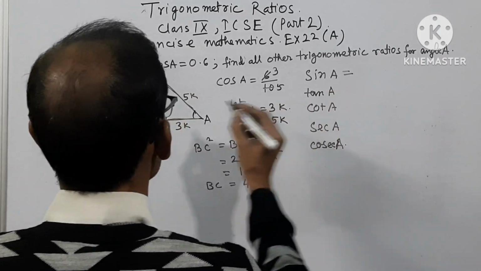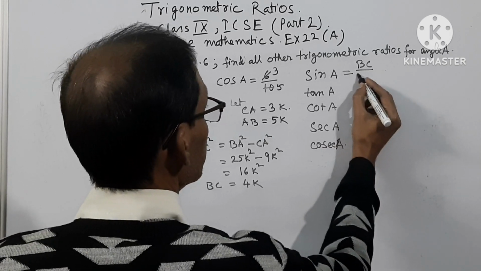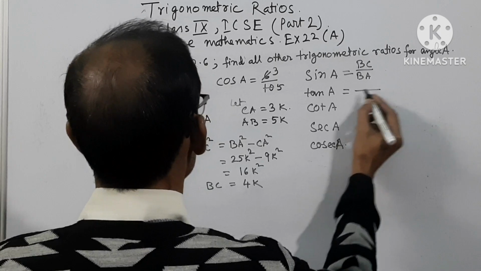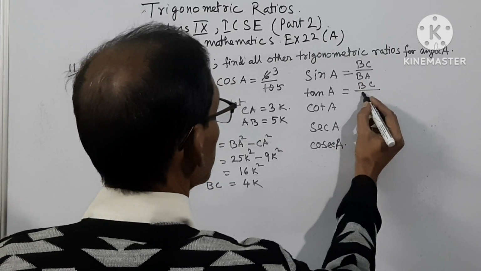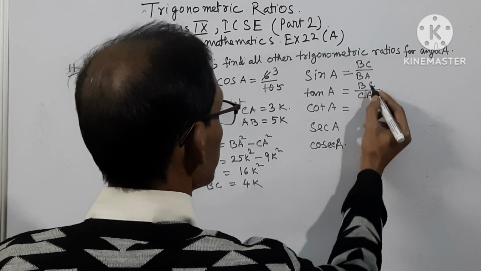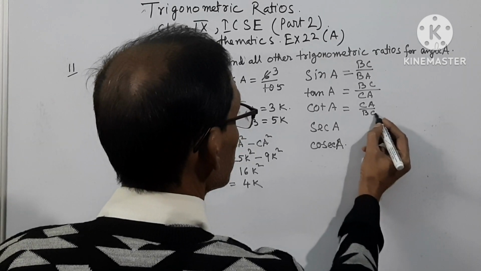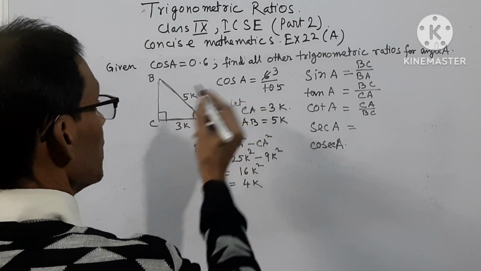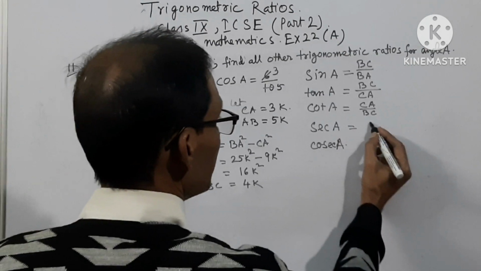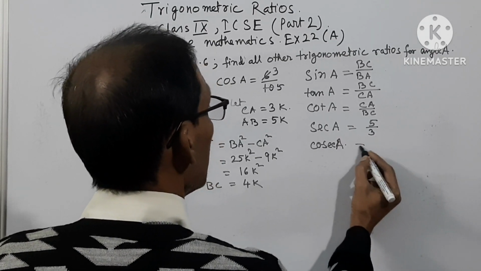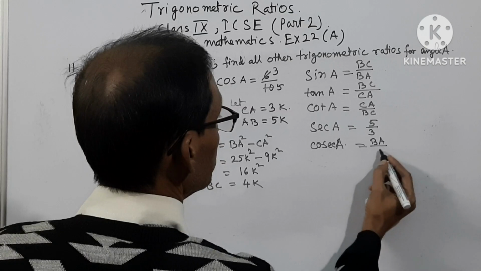So sin A equal to perpendicular upon hypotenuse, so BC by BA. tan A equal to perpendicular by base, BC by CA. cot A is just the reciprocal of tan, so CA by BC. sec A is the reciprocal of cos, cos A is 3 by 5, so sec A will be 5 by 3, and cosec A again the reciprocal of sine, so BA by BC.